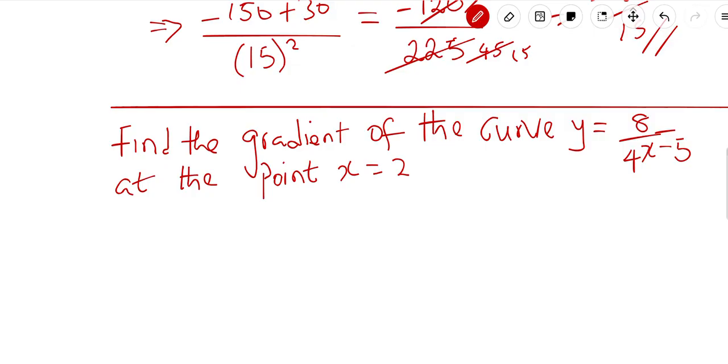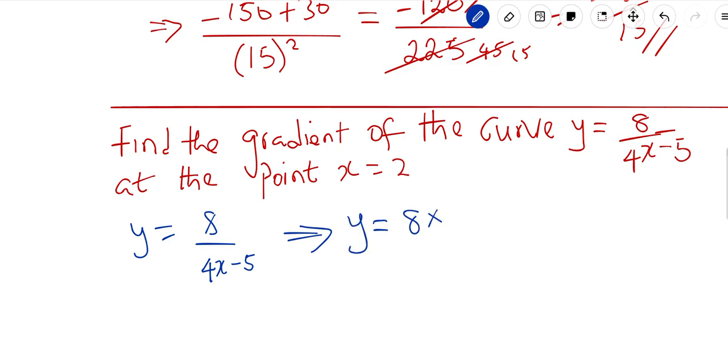Okay, so we have that y is equal to 8 over 4x minus 5. We can transform this equation to also say that y is equal to 8 multiplied by (4x minus 5) to the power of negative 1.